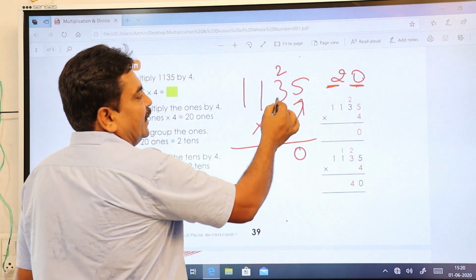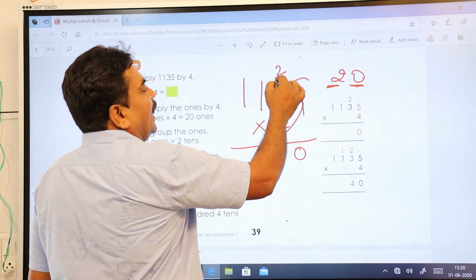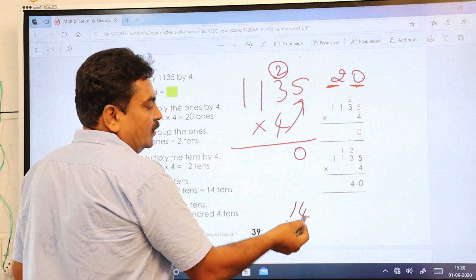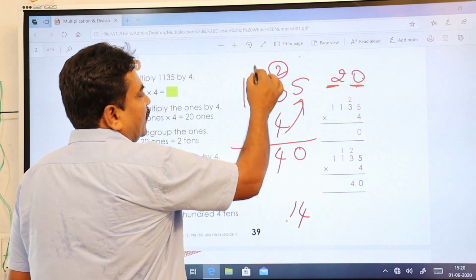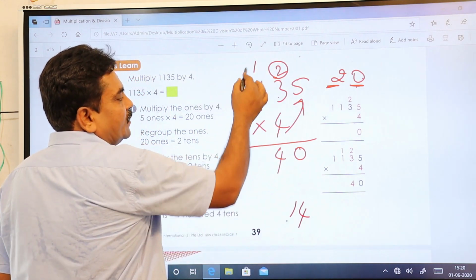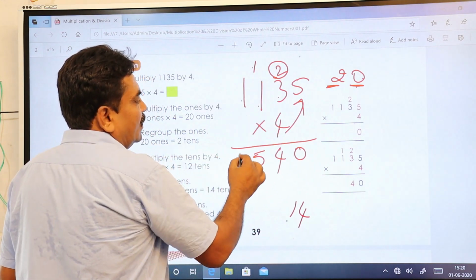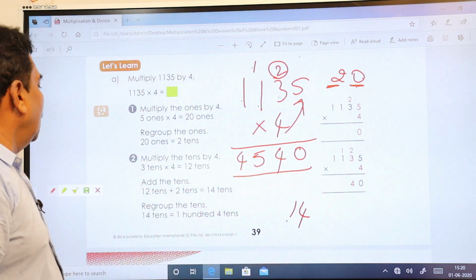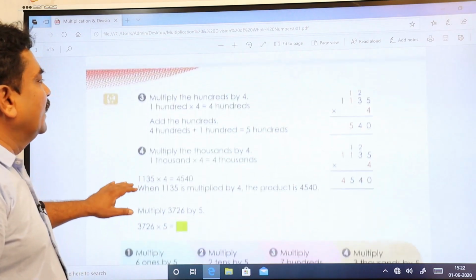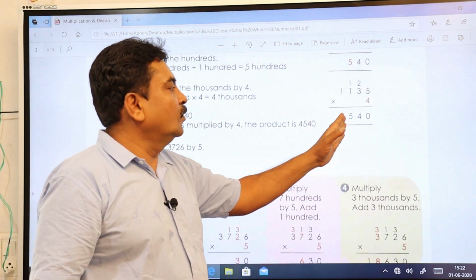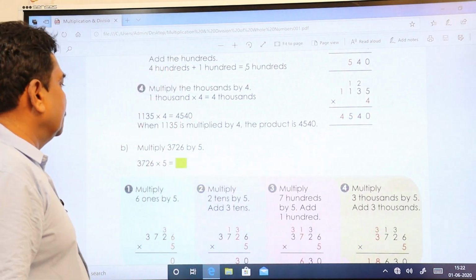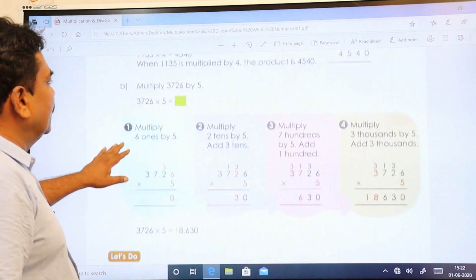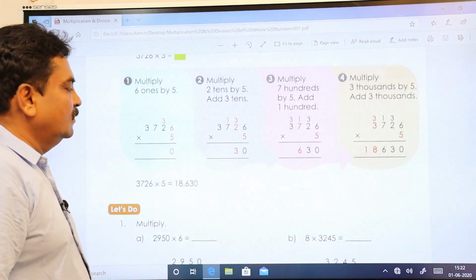Now again 4 3s are 12. You add this, 12 plus 2 is 14, you got 14, right? This 14, you take 4 here and you carry 1. 4 ones are 4, plus 1 is 5, 4 ones are 4, so the answer is 4540. Similarly, see here, you got the answer 4540. Multiply this also. It is given here, you get the answer as this much.